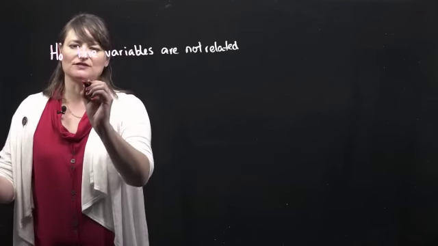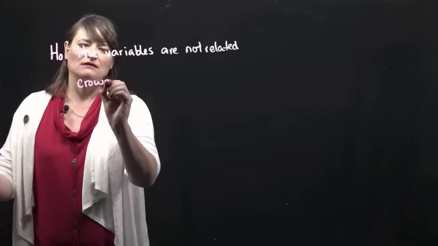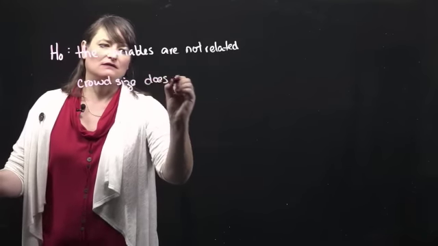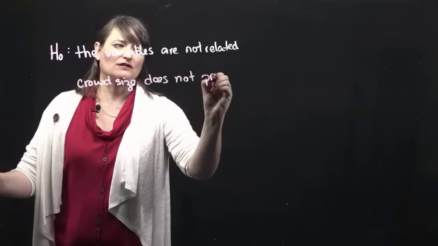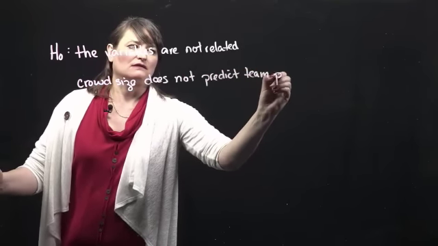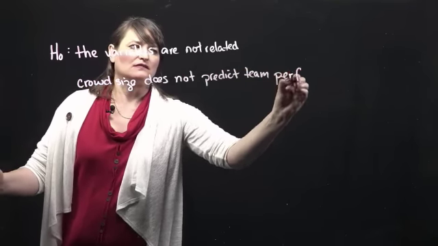So the null hypothesis would say crowd size does not predict team performance. The alternate hypothesis is going to predict a relationship.